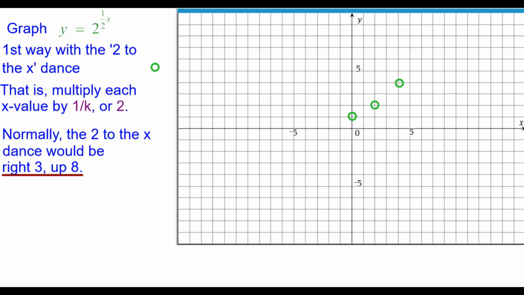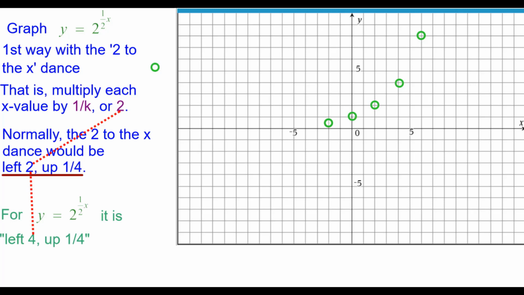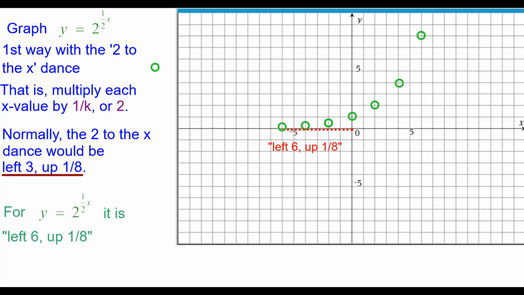The next step would be right 3 up 8. 2 times 3 is 6, so it's right 6 up 8. Now going in the other direction, left 1 up 1/2 normally on the 2 to the x dance. But in this case, it will be left 2 up 1/2. 2 times 1 is 2. Left 2 up 1/4. In this case, it will be left 4 up 1/4. And then finally, left 3 up 1/8. But here, it will be left 6 up 1/8.